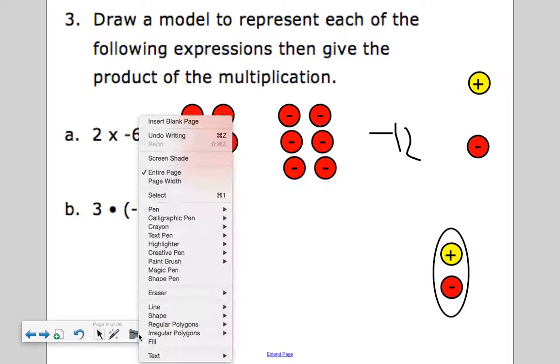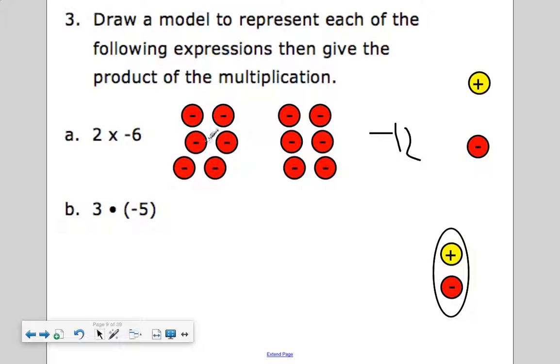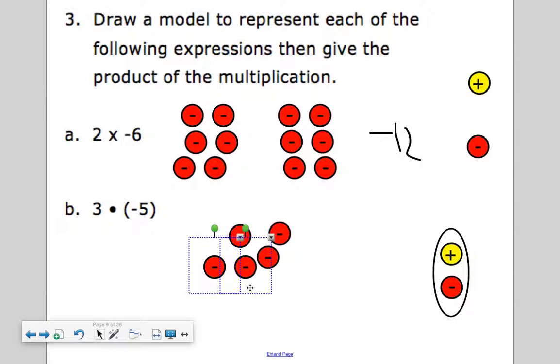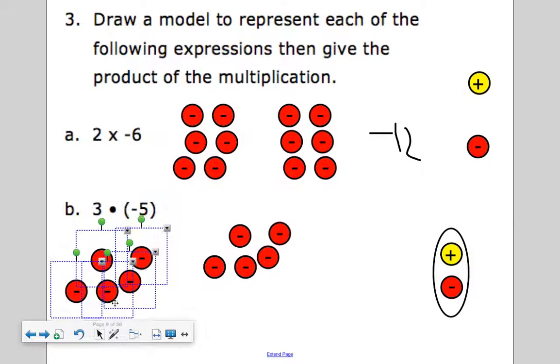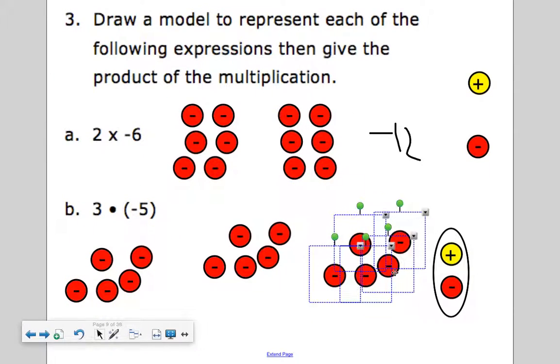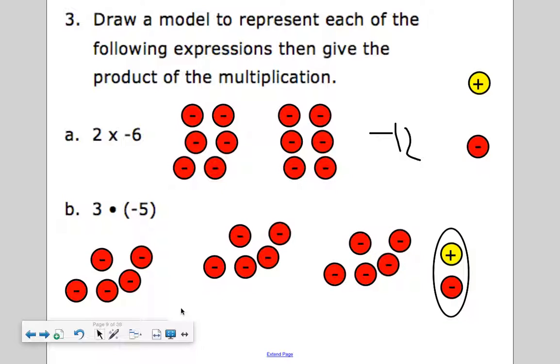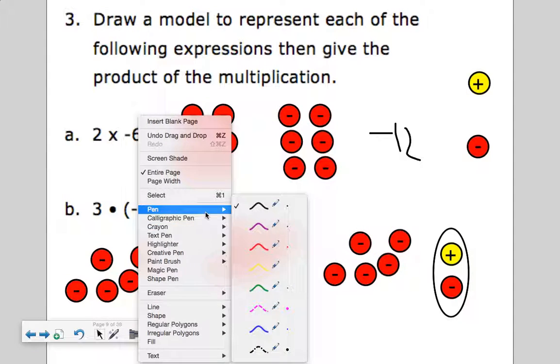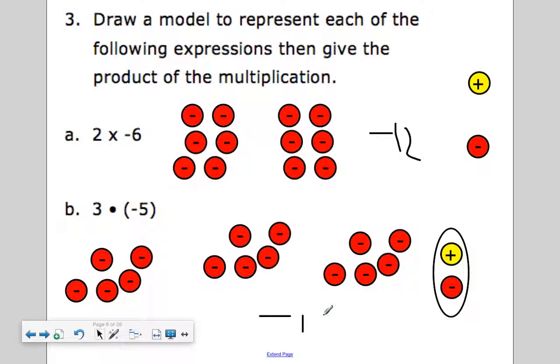So I will use one more modeling. I'm going to do modeling for this one. So I have negative 5. Let me use my arrow. It said 3 groups of negative 5. Here's our second group, and here's our third group. So we have one group of negative 5, second group of negative 5, and third group of negative 5. So 3 groups of negative 5 would be negative 15.